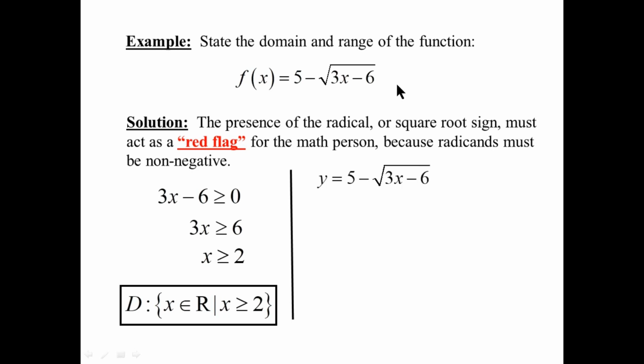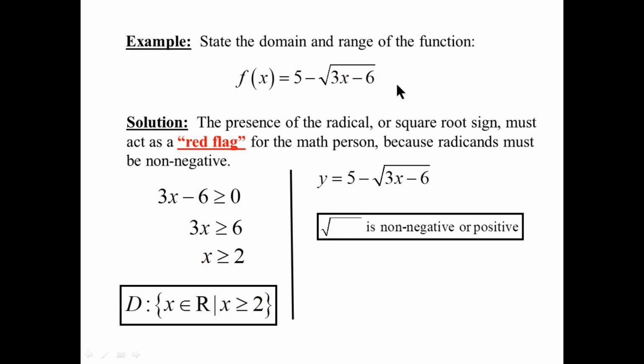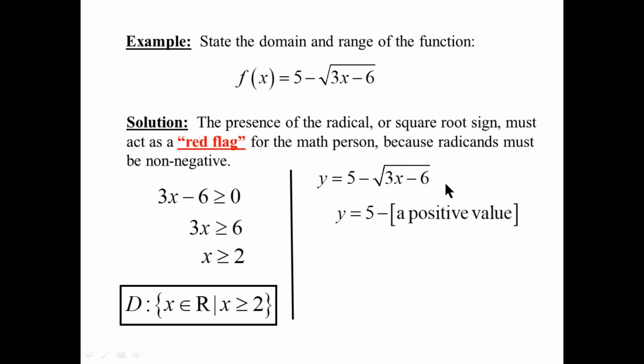Consider y equals 5 minus root 3x minus 6. That root sign is non-negative, which is pretty much the same as positive. So this is 5 minus something, so it's going down from 5. So y must be less than or equal to 5, because it's 5 minus something that's positive. So we're going down from 5.